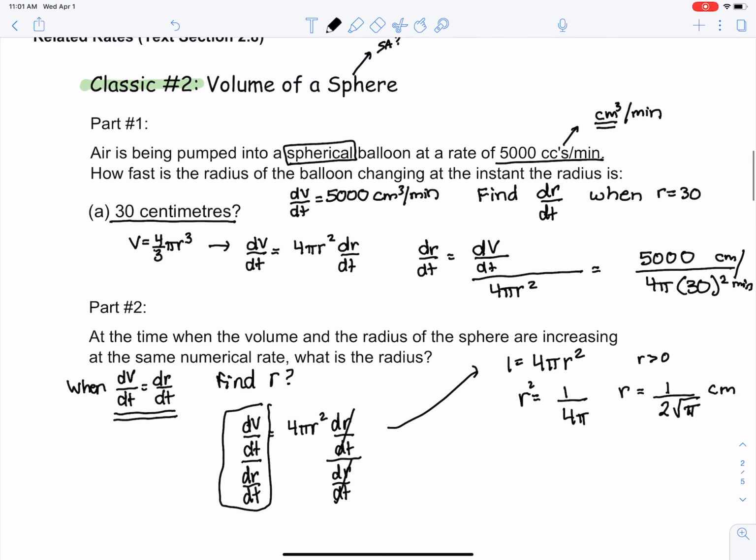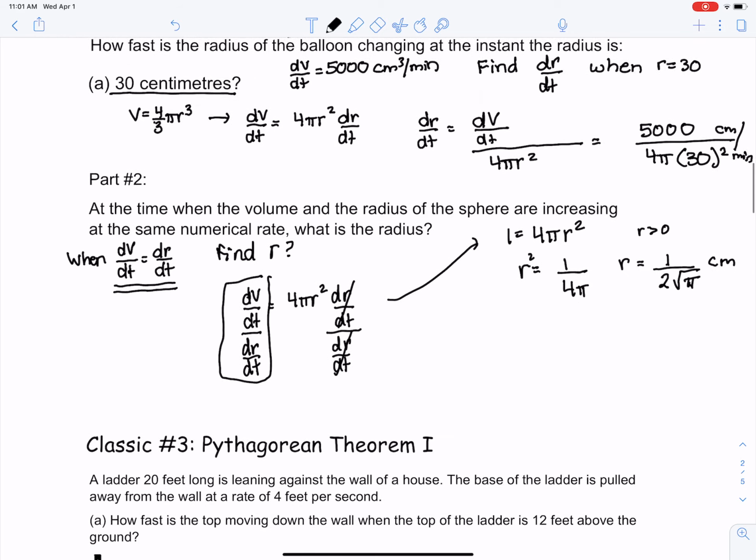So that's classic example 2. They could refer to volume of a sphere, surface area of a sphere, or any three-dimensional object. So they can talk about a cylinder, they could talk about a cone, and we're going to see some of these other problems later.